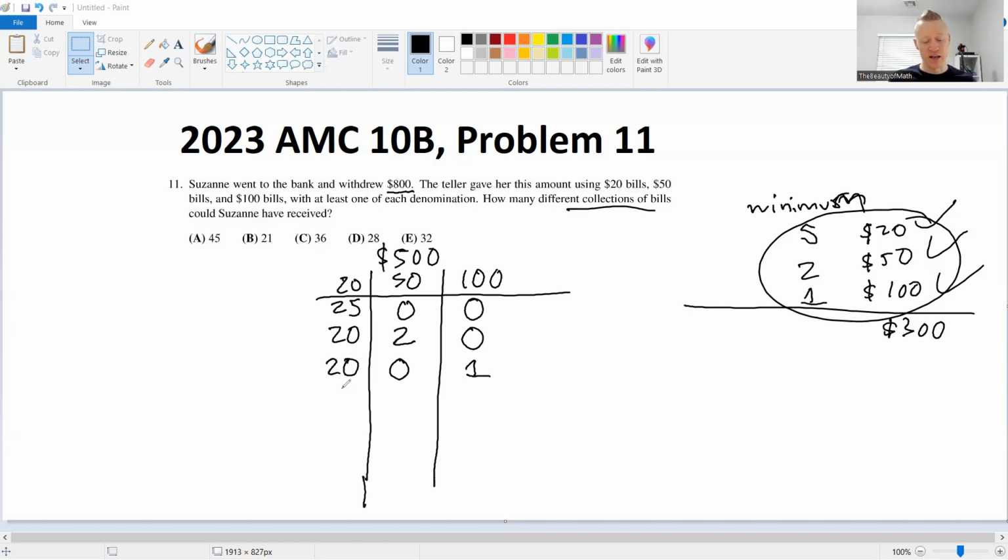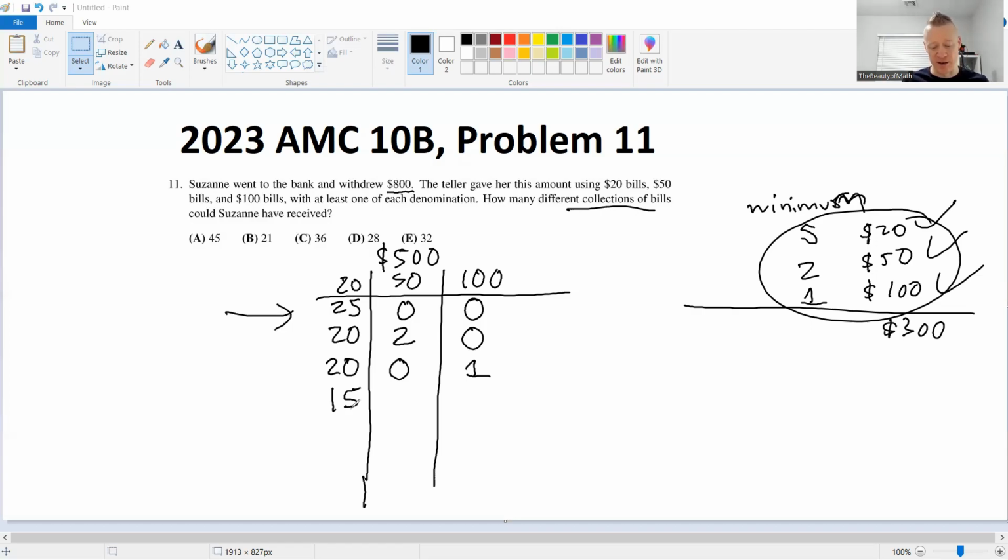Now, are there any other collections that would have 20 20s? No, because 20 20s is $400, and you have either $100 to make up with two 50s or one 100. That's it. So now you'd have to reduce this 20. Notice the algorithmic, systematic process by which I'm working. I'm not randomly making collections. I'm working down from a specific maximized point.